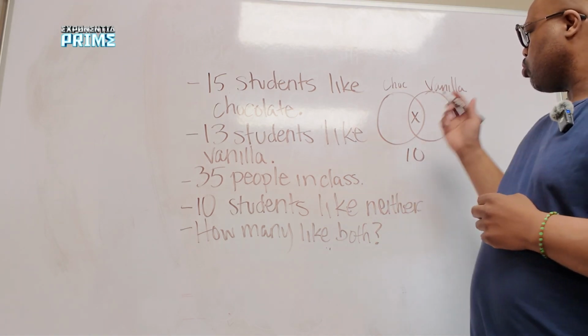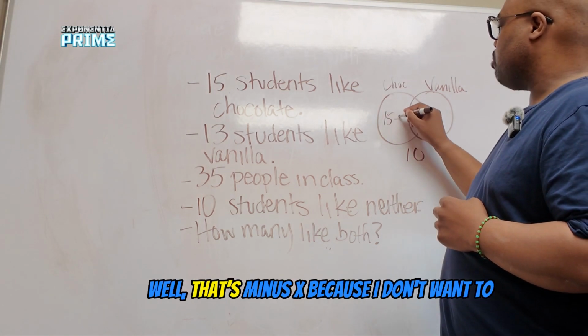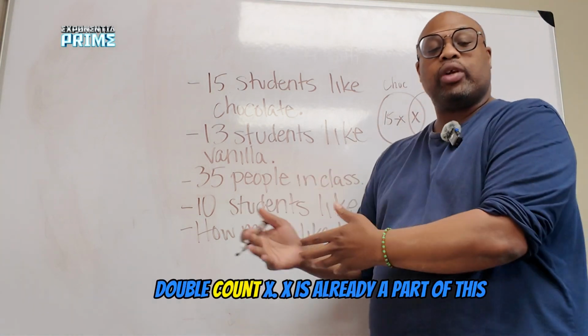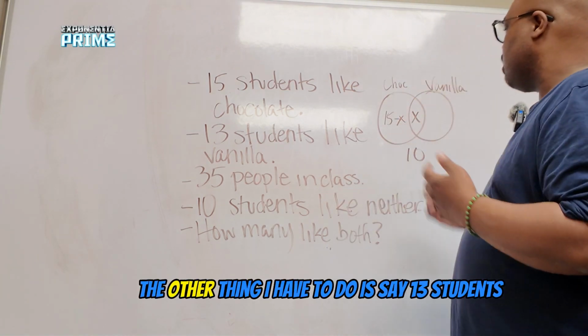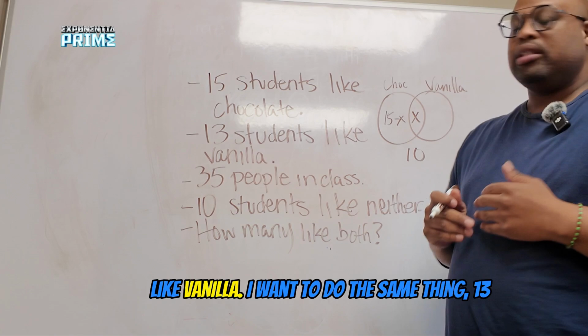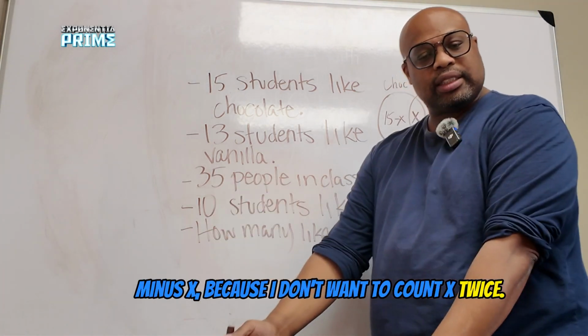Then I'm going to say, well, it says 15 students like chocolate. So I'm going to put that here, and that's minus X, because I don't want to double count X. X is already a part of this circle, so I can't count it twice. The other thing I have to do is say 13 students like vanilla. I want to do the same thing, 13 minus X, because I don't want to count X twice.